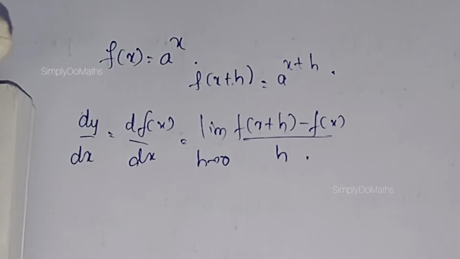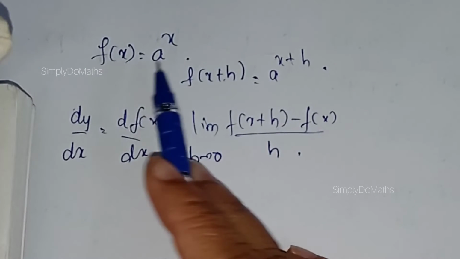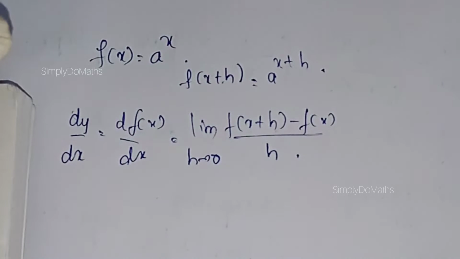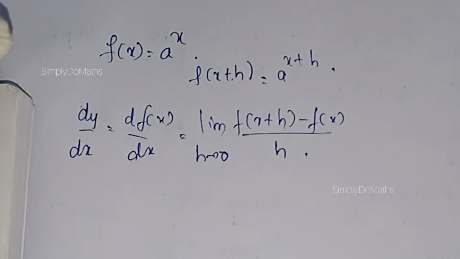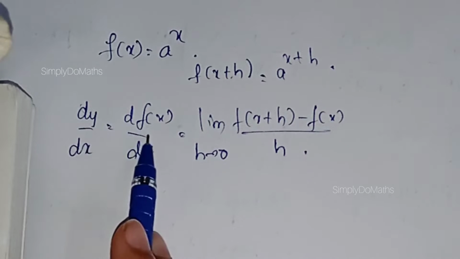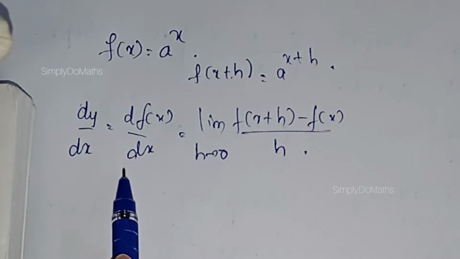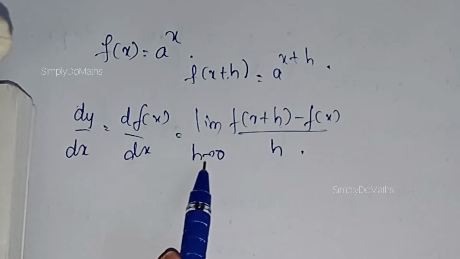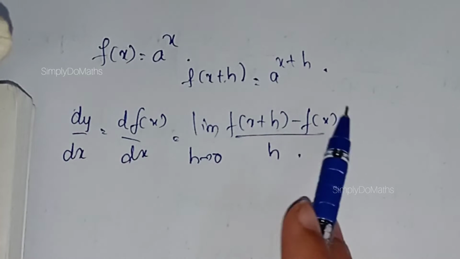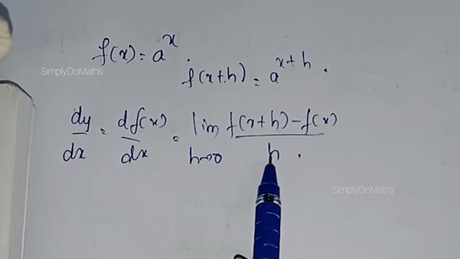Hello everyone. In today's class, let us study how to find the derivative of the function a raised to x, where a is some constant. Here we take f of x as a raised to x. According to the first principle method, the derivative of some function f of x with respect to x is equal to the limit as h tending to 0 of f of x plus h minus f of x divided by h.